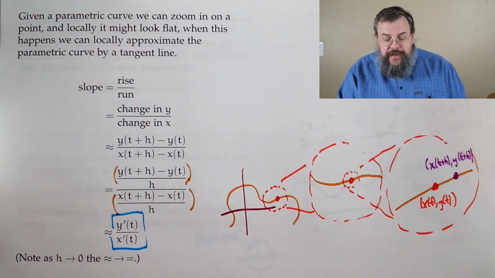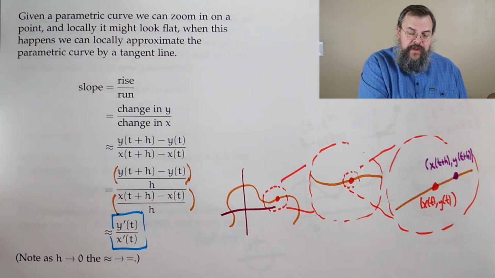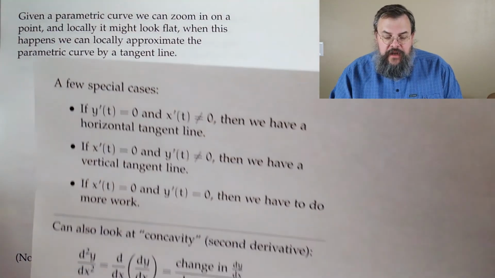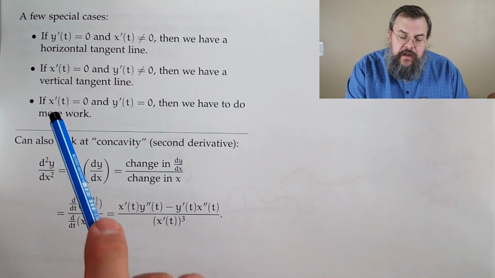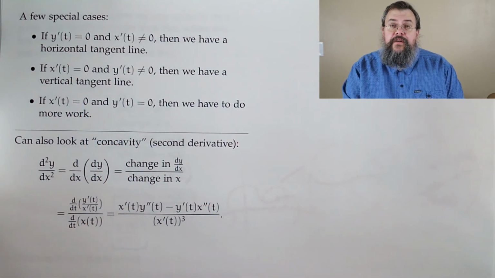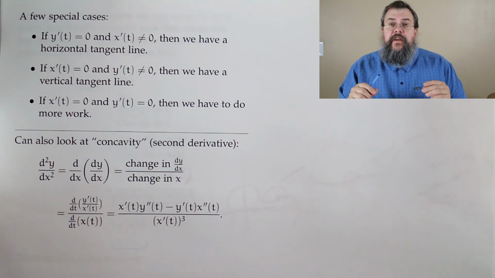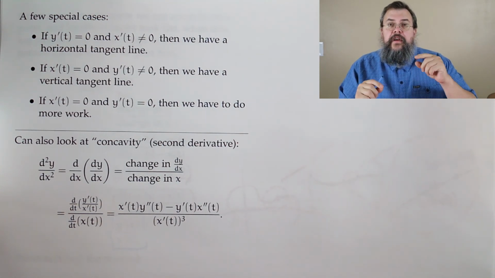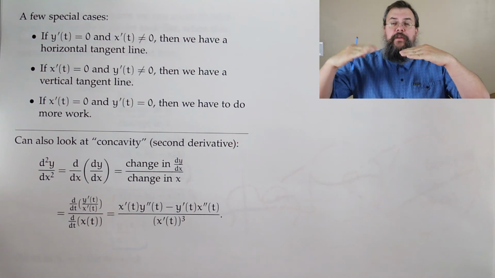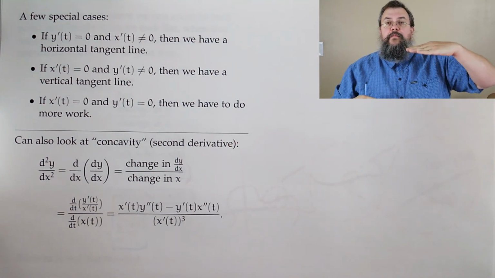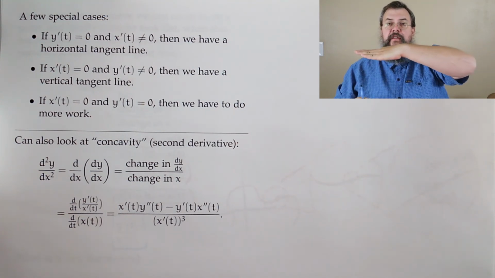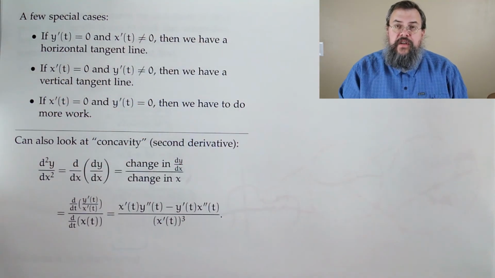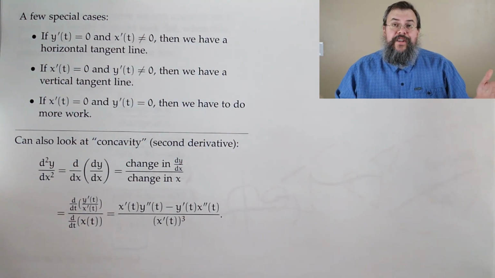Now, a few special notes. One of the things that might happen is zeros. So let's think about the intuition. If y prime is 0 and x prime is not 0, what does that say? Well, it says there's no change in the y direction. So we're not moving up and down, so there's no change in y, but we are moving left and right. So if y prime is 0 and x prime is non-zero, that's our behavior. So that's a horizontal tangent line. In other words, we get back to saying the derivative is 0.